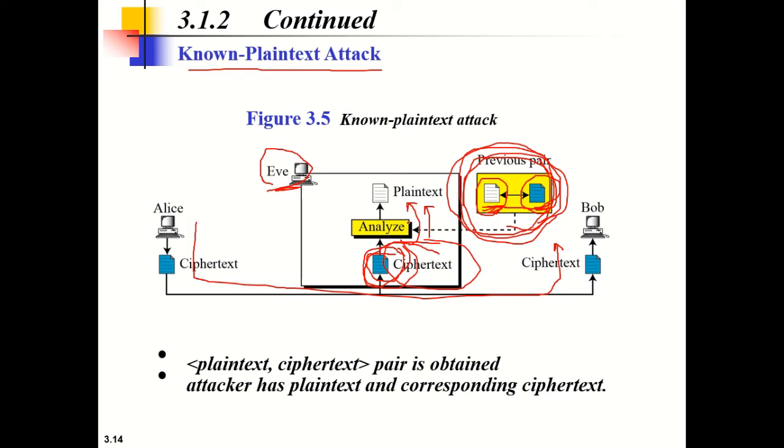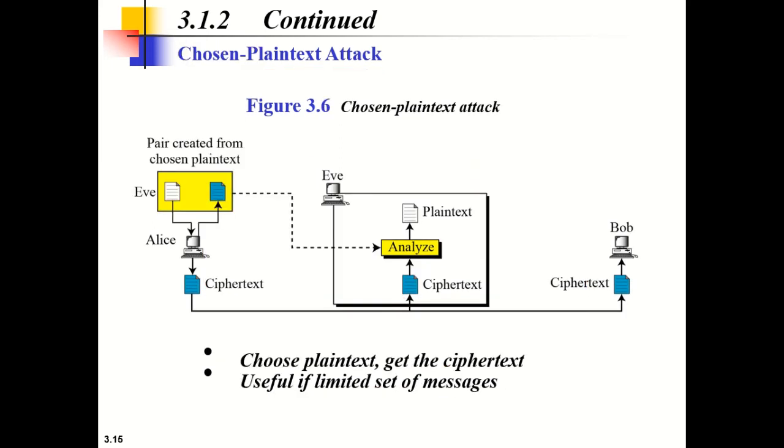So this is known as the known plaintext attack from Eve, in which the main thing is obtaining these previous pairs which were sent by Alice to Bob. Okay, next kind of attack we have is the chosen plaintext attack.